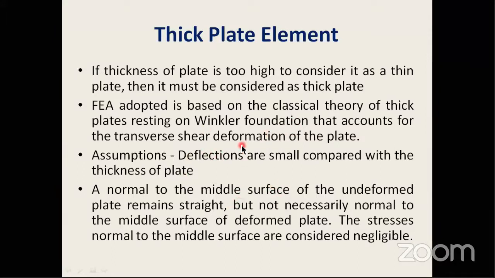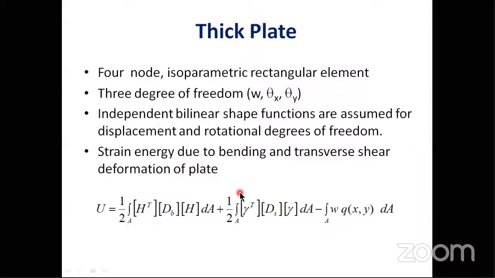So in the case of a thick plate, our assumptions are: deflections are small compared with the thickness of the plate. A normal to the middle surface of the undeformed plate remains straight, but not necessarily normal to the middle surface of the deformed plate. And this is where it has a deviation from the thin plate. The stresses normal to the middle surface are considered negligible. We have 3 degrees of freedom, w, theta x, theta y, and they are independent. Bilinear shape functions are assumed for displacement and rotational degrees of freedom.